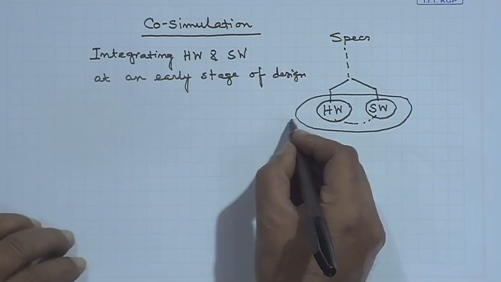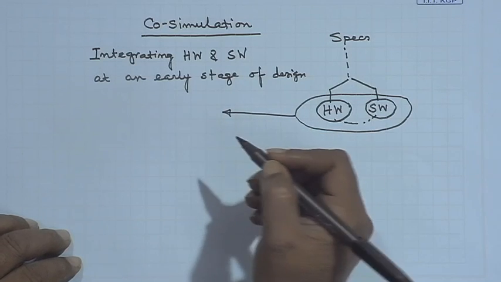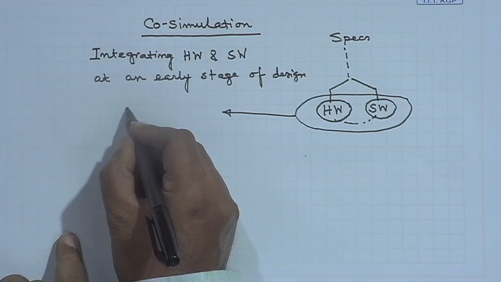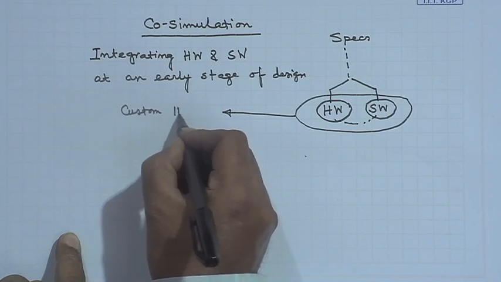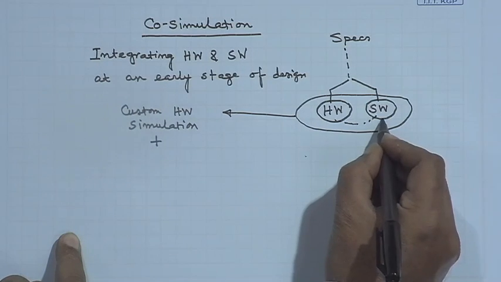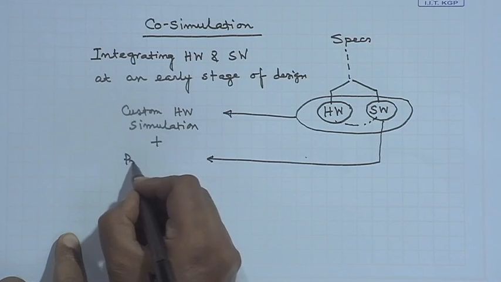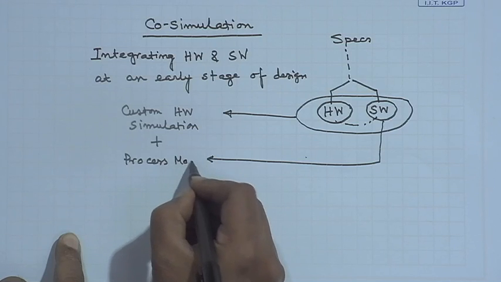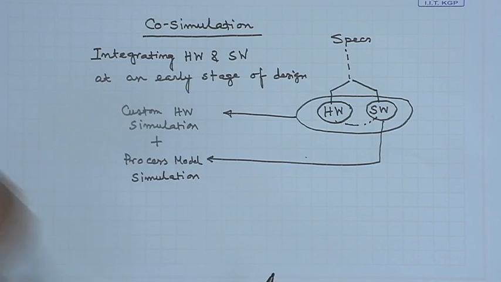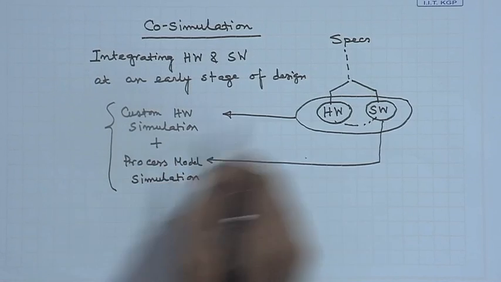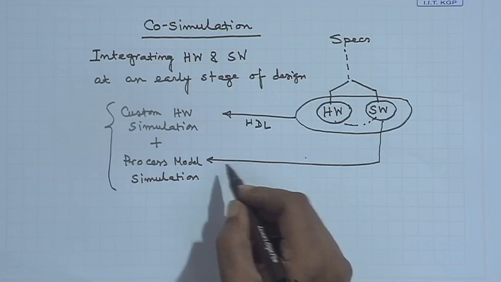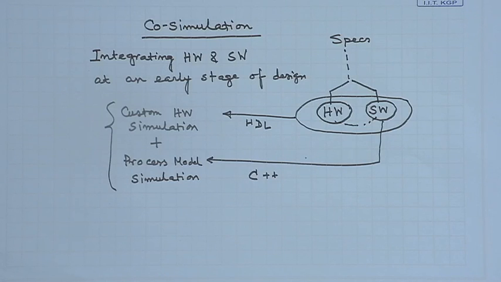So, that means that I will have to do, for the hardware, a custom hardware simulation, plus for the software I will have to do a process model simulation. Both of these I have to do together. The hardware is being done through some HDL, maybe described, and the software maybe in C++. I can do it through that.